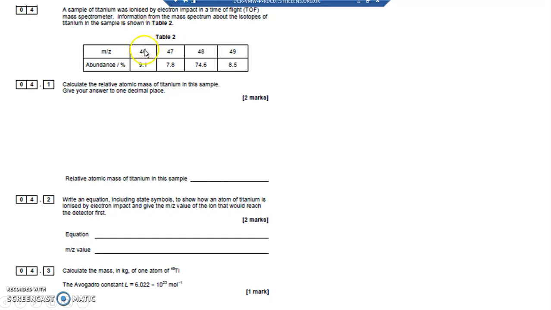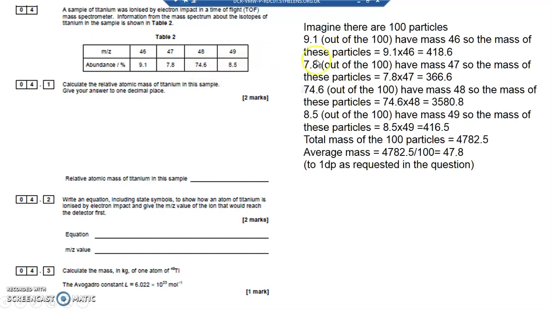Why does titanium have atoms of different mass? Well, they're all titanium because they've all got the same atomic number or proton number. They've all got the same number of protons and electrons, but they've got different numbers of neutrons, and that's why they have different masses. They're called isotopes. And this is the percentage abundance. So 9.1% have got mass 46, 7.8% have got mass 47, 74.6% have got mass 48, and 8.5% have got mass 49. So if you imagine you had 100 particles, 9.1 out of the 100 have mass 46.